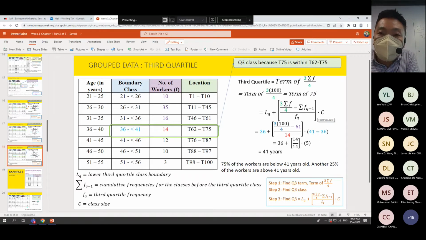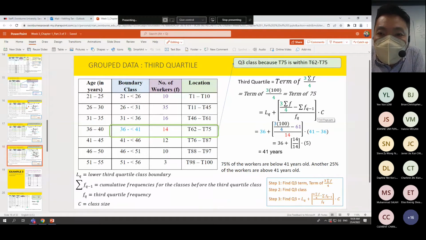We have to modify the formula. This part we need to modify: change it to 3 divided by 4. The others are the same. Let's try. This one is the lower boundary of the Q3 class, which is equal to 36. Substitute this value here. For the total frequency, substitute 100, which is the total of this column.